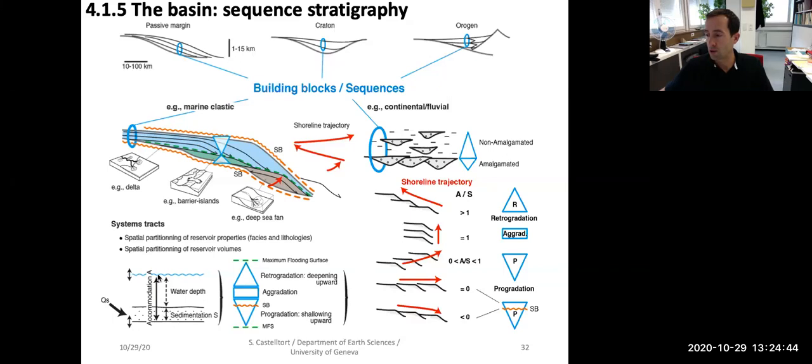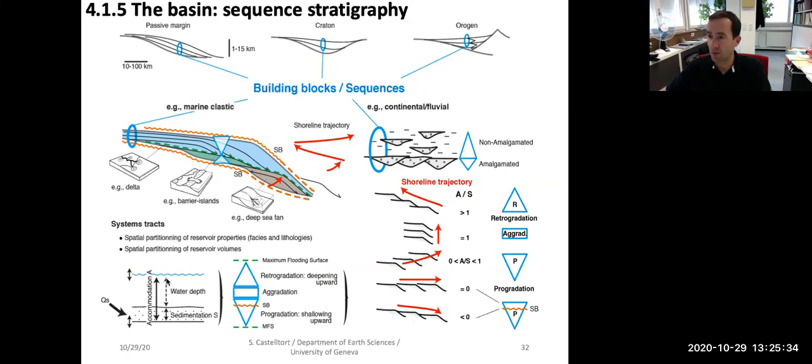But in the end, the ratio between how much space you have available before sedimentation and the sedimentation results in some water depth. Or if you fill completely, it results in a certain thickness of sediment. So what we look at is how water depth evolves in a succession. And we can then try to interpret whether this is due to changes in accommodation, in sedimentation, or in both.